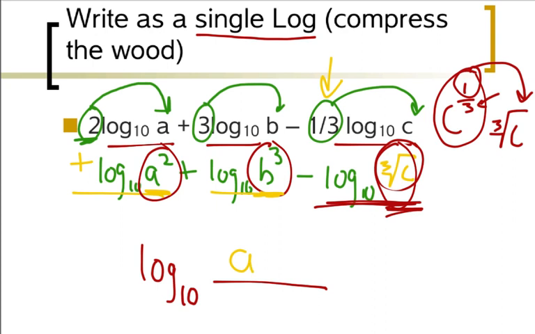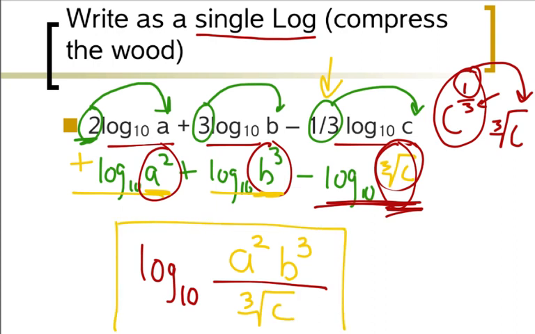So a squared and b to the third go on top. Now technically there's multiplication happening between them. You can either write that or not write that, it doesn't matter. And then on the bottom, the cube root of c goes. Okay? So the whole point of this lesson to worry about is that a positive log goes on top, negative log goes on the bottom. Okay? And it's all about the number in front.